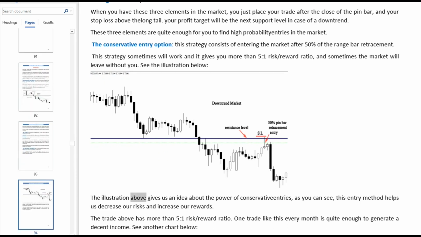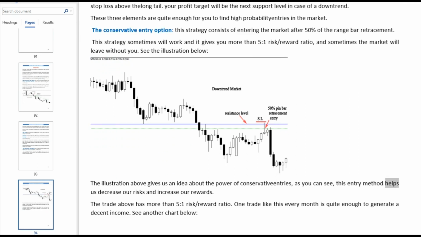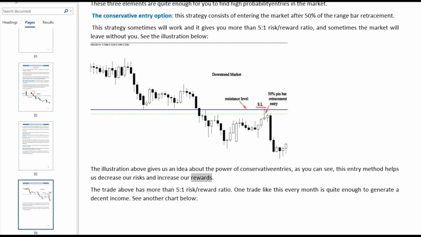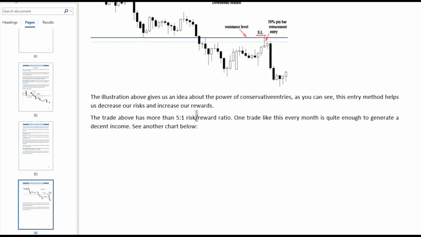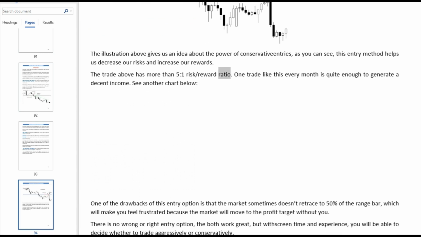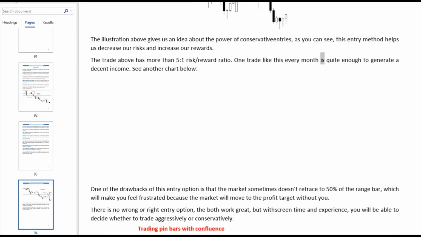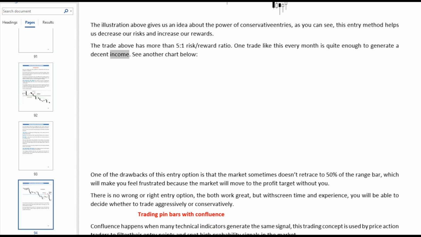The illustration above gives us an idea about the power of conservative entries. As you can see, this entry method helps us decrease our risks and increase our rewards. The trade above has more than 5:1 risk/reward ratio. One trade like this every month is quite enough to generate a decent income.